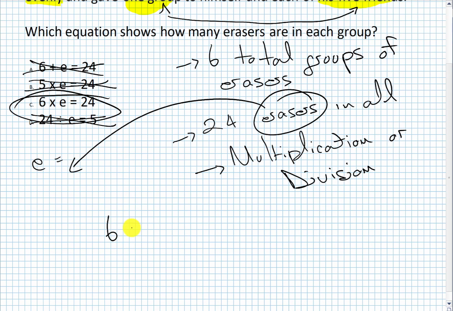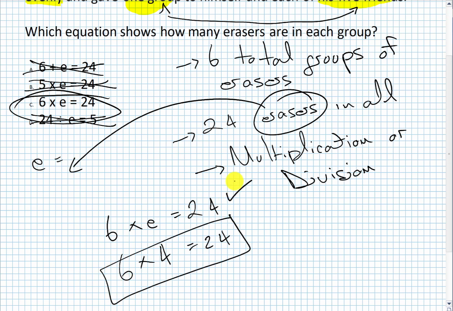We can go 6 times E equals 24. We know that E is equal to 4. 6 times 4 equals 24. That is true. So this answer choice checks out, and it makes sense in the context of the entire problem.